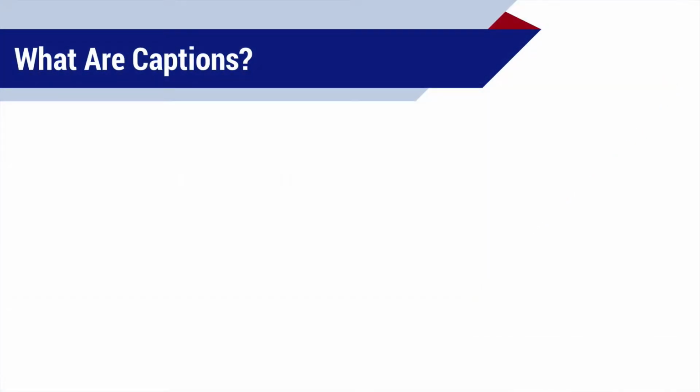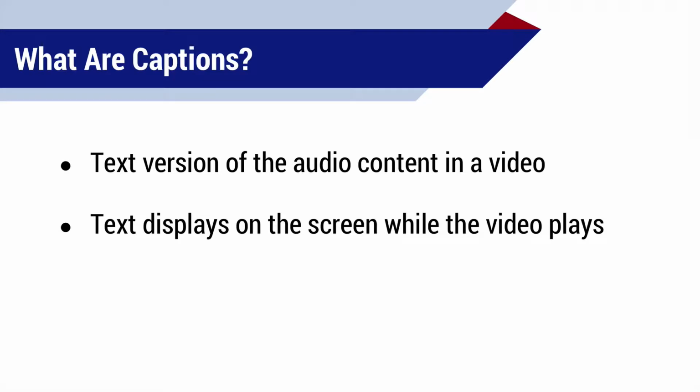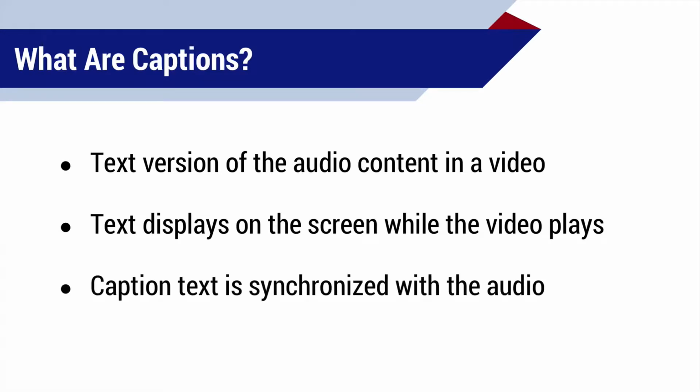Let's start off with a quick definition. Captions are a text version of the audio content of a video. The caption text appears on the screen while the video is playing, and the appearance of the text is timed to match the audio, so that a user gets the same information whether they're listening or reading along.